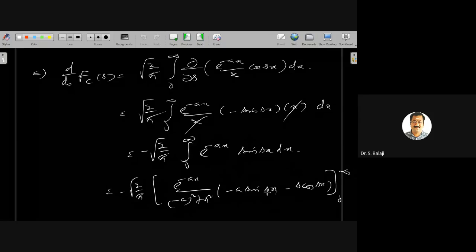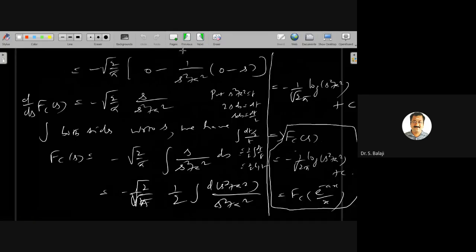You know the formula. The limit is 0 to infinity. Applying infinity, e^(-infinity) is 0, and then applying 0, e^0 is 1, sin 0 is 0, cos 0 is 1, so we get minus 1/(s^2+a^2) into minus s. Now substitute the limits.